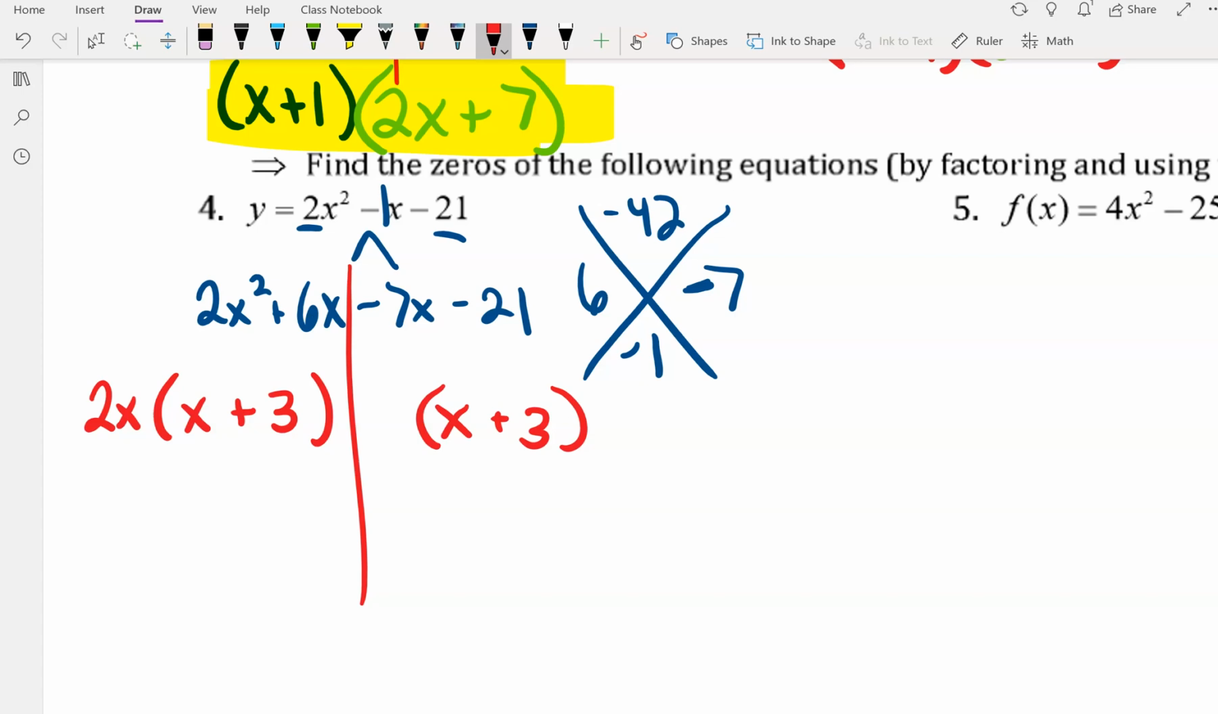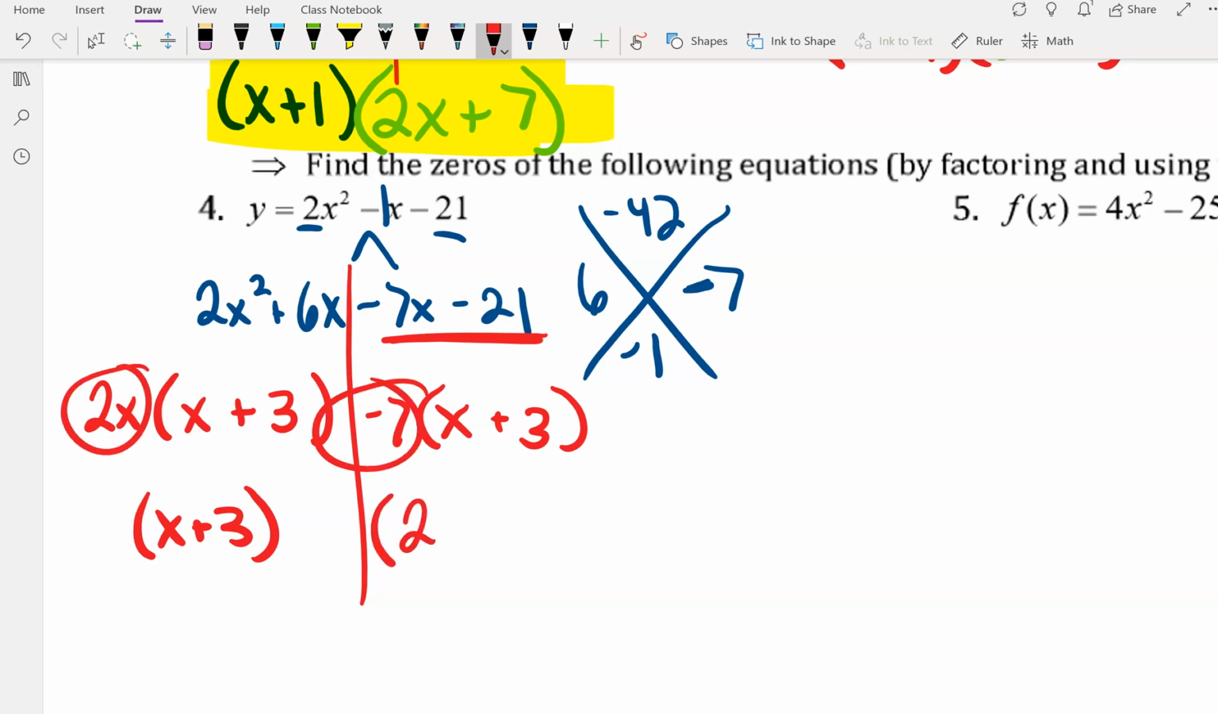Then I divide out a negative 7 from these two in order to get x plus 3. The thing that I have 2 of is one of my factors. Oops, x plus 3. Then the leftovers is one of my factors, 2x minus 7.